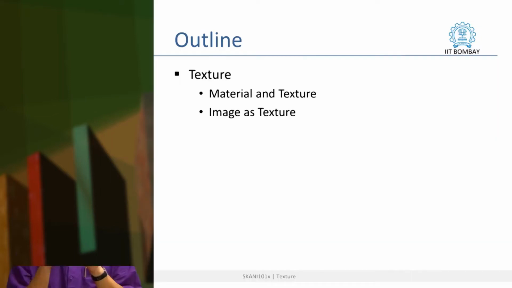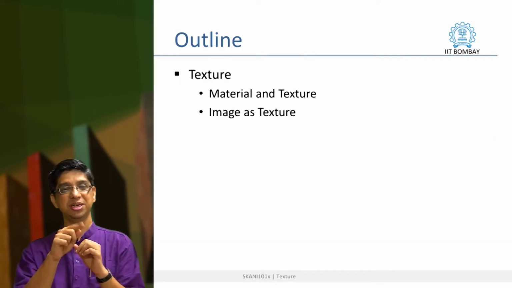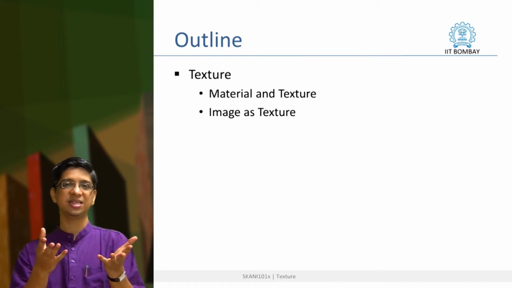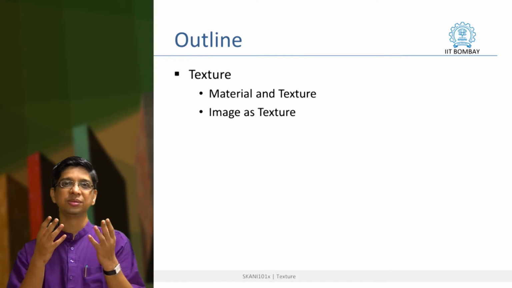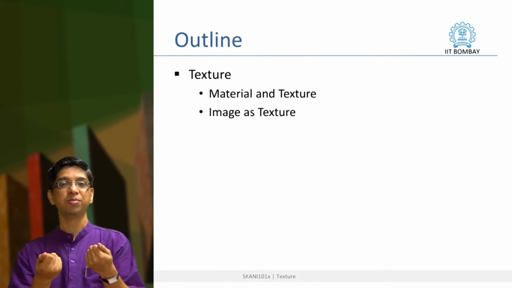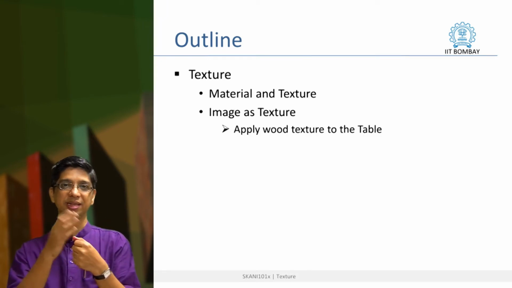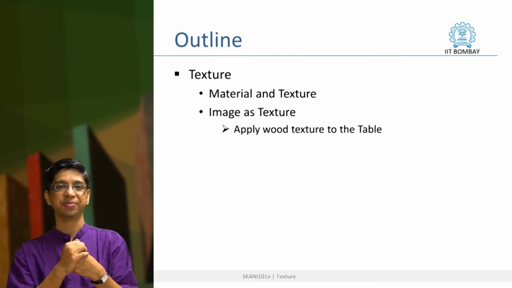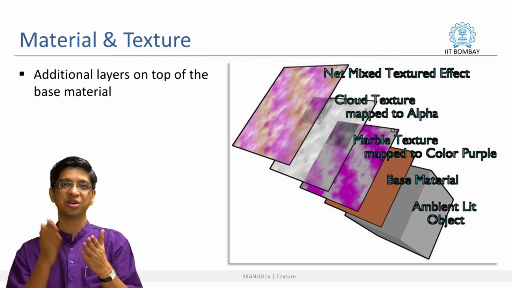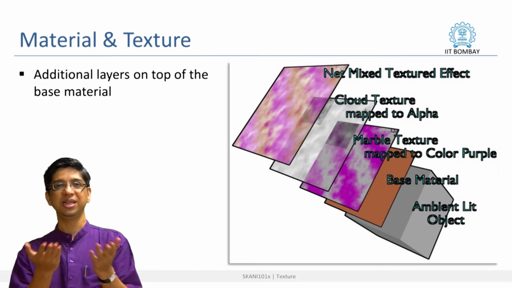We will see one particular aspect of applying texture, which is called image as texture, in which we can select a particular image. Like I gave an example earlier of covering your notebooks with brown paper, that is exactly what we are now going to do with this texture application. Textures are like additional layers on top of the base material, and the base material can be anything for that matter.